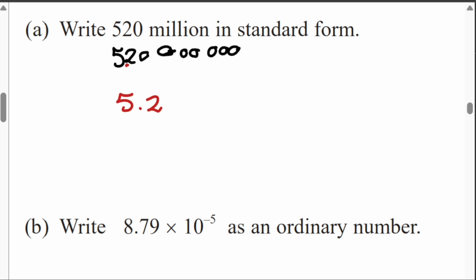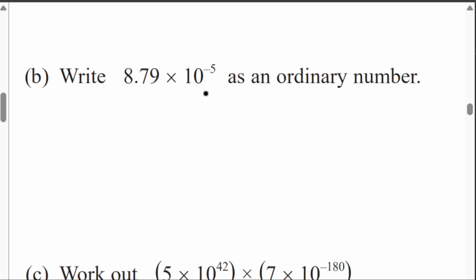Then count how many jumps you made to get back to here. So it's 1, 2, 3, 4, 5, 6, 7, 8. So it's going to be 5.2 times 10 to the power of 8. And that's it. How many steps did you get back? That's the number of zeros.